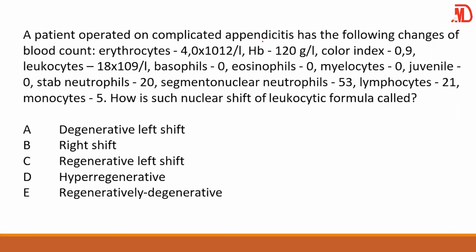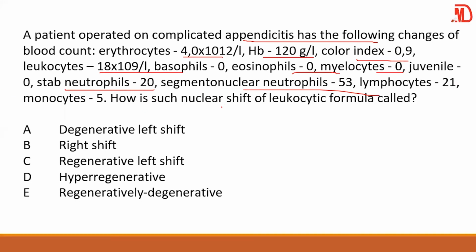A patient operated on a complicated appendicitis has the following changes of blood count. 4 times 10 to the power 12. Hemoglobin is 120. Color index 0.9. These are actually quite okay. But look at the leukocyte, 18. It's supposed to be between 4 to 9, or even some say 11. By 18, that tells you there is a serious infection taking place over there. Basophils are 0, eosinophils are 0, myelocytes are 0, stap juvenile are 0, stap neutrophils are 20. Then segmented are 53. Lymphocyte 21, monocyte 5.